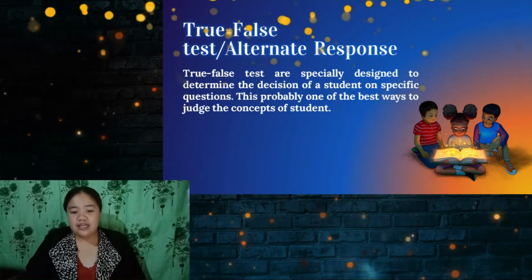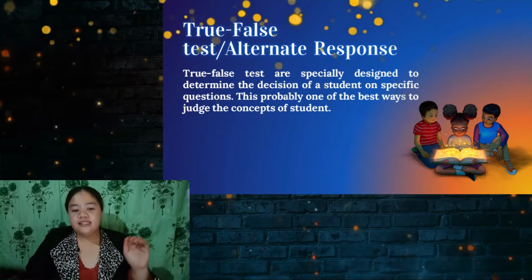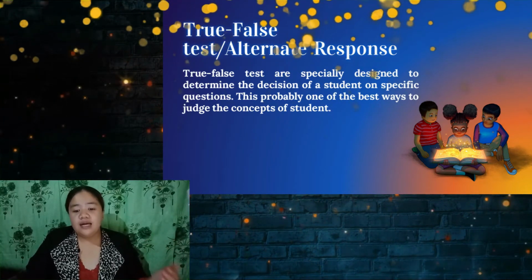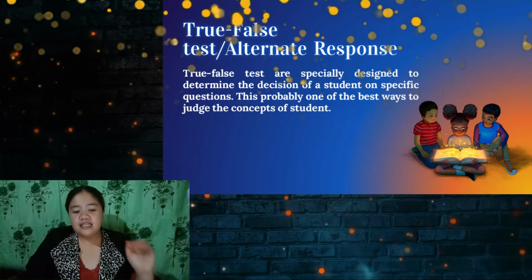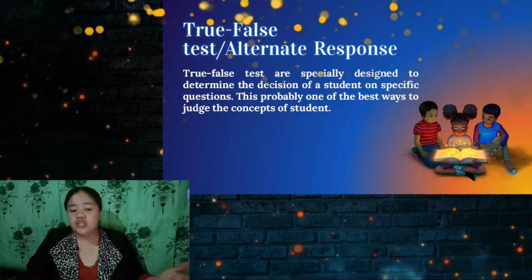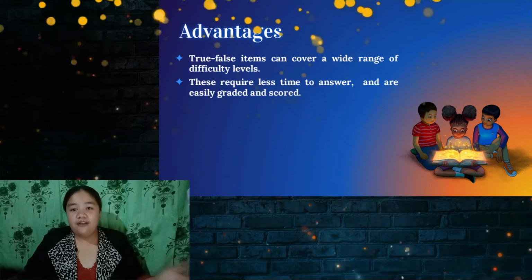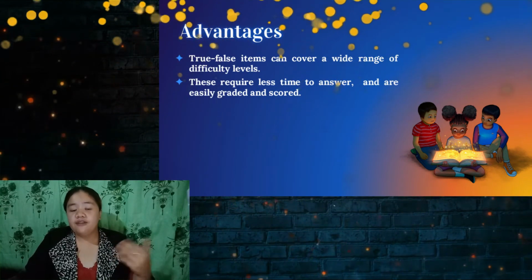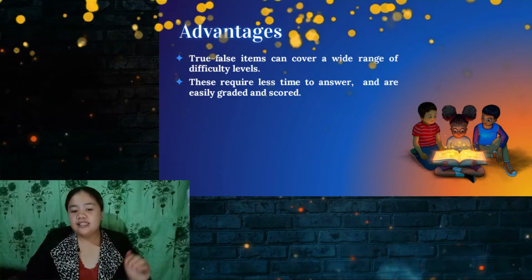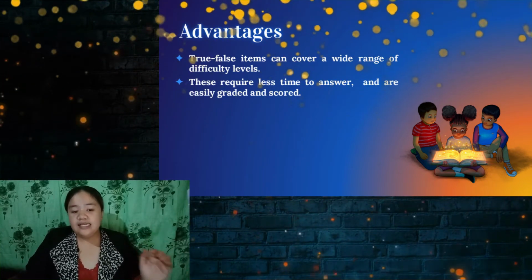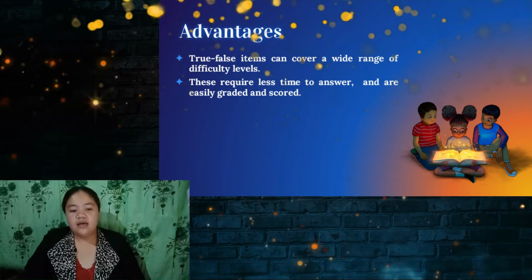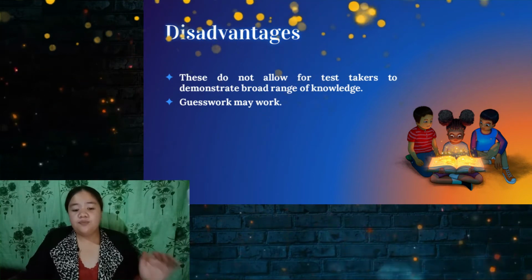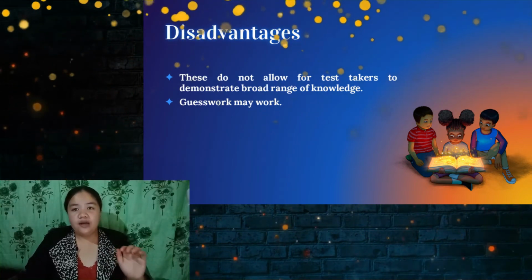True-false test, alternate response. True-false tests are specifically designed to determine the decision of a student on a specific question. This is probably one of the best ways to judge the concept of student. Advantages. True-false items can cover a wide range of difficulty levels. This requires less time to answer and are easily graded and scored. Disadvantages. These do not allow for test takers to demonstrate broad range of knowledge. Guesswork may work.